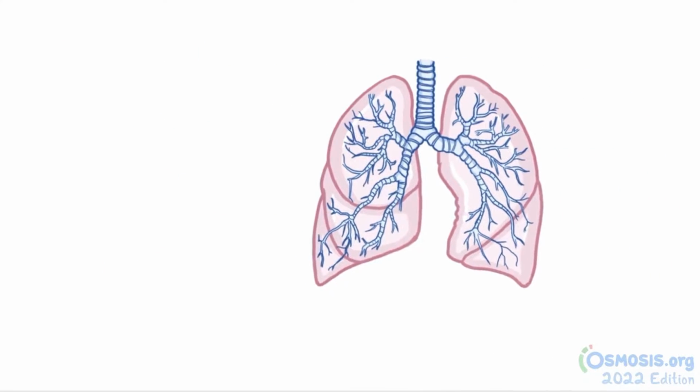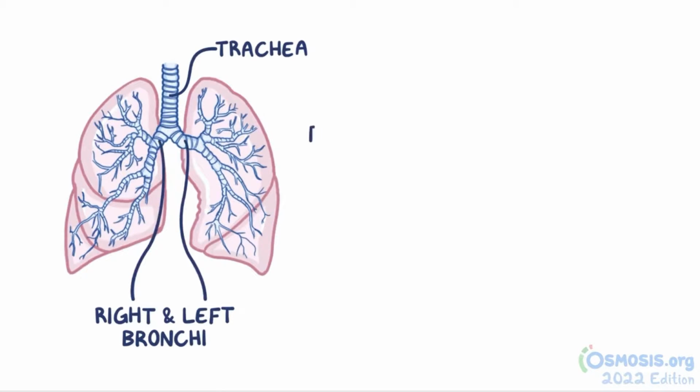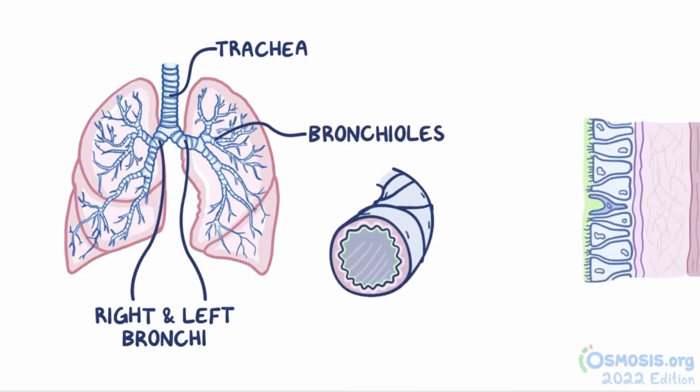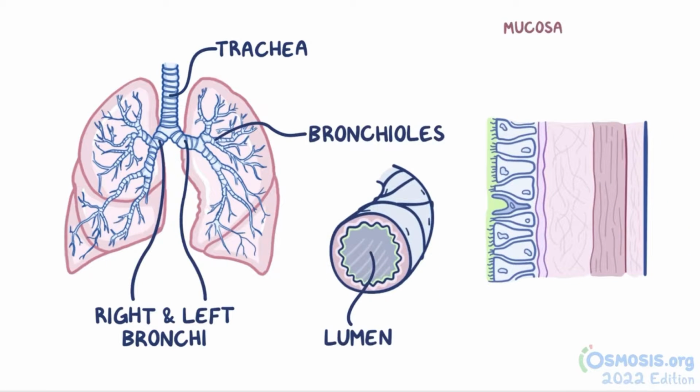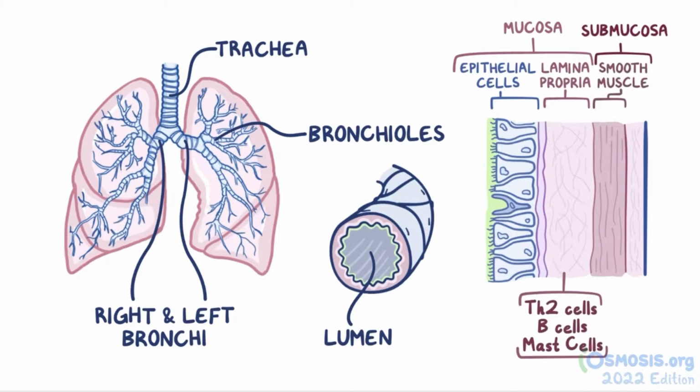So if we take a look at the lungs, you've got the trachea, which branches off into right and left bronchi, and then continues to branch into thousands of bronchioles. In the bronchioles, you've got the lumen, the mucosa, which includes the inner lining of epithelial cells, as well as the lamina propria, which contains many cells like the type II helper cells, B cells, and mast cells. Surrounding the lamina propria, there is a layer of smooth muscles and submucosa. The submucosal layer contains mucus-secreting glands and blood vessels.